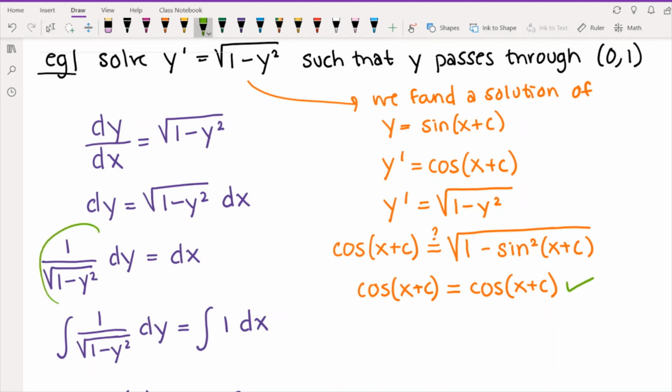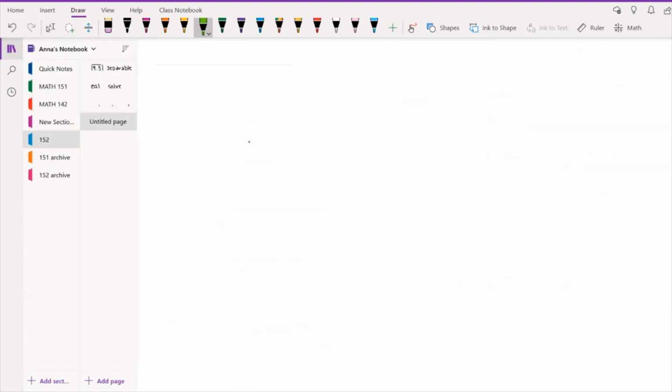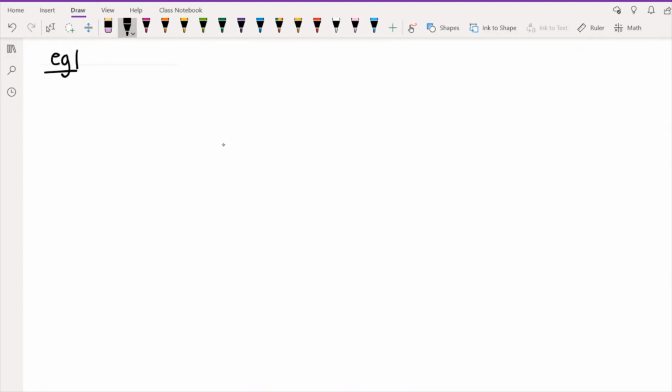So maybe that helps you see a little bit why it is that 1 over the square root of 1 minus y squared is the derivative of inverse sine. It basically comes from this Pythagorean identity. And if you go back to the Calc 1 videos, there's a video where we actually proved the derivative of inverse sine, and really the same kind of relationship comes up there. Okay, so we're going to look at a couple more examples.